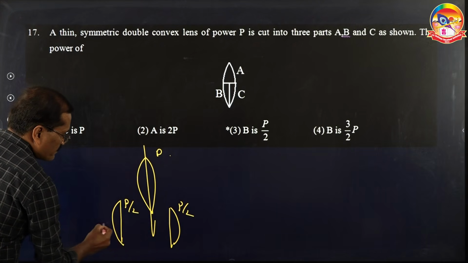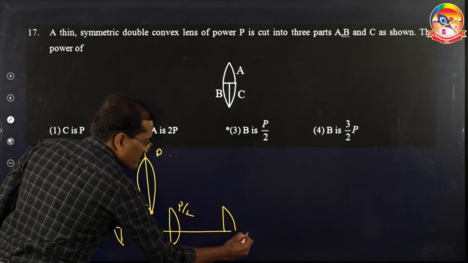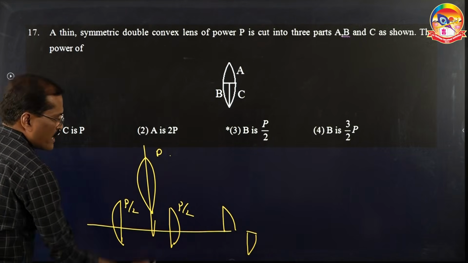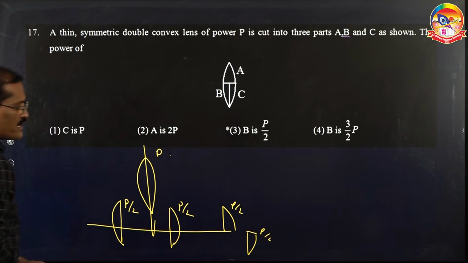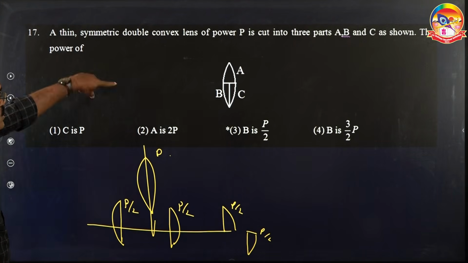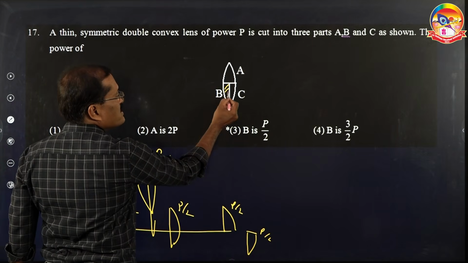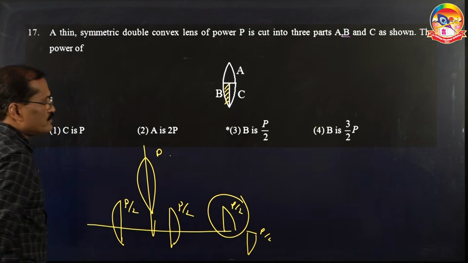Again this cut, power does not change. Power does not change here and power remains the same, P by 2 and P by 2 only will be there here. Is it clear? Of cutting also. So, according to this you can see that the power of B is equal to only P by 2.